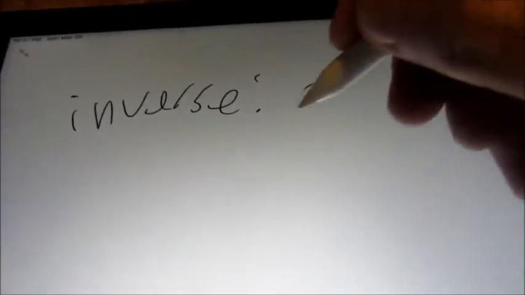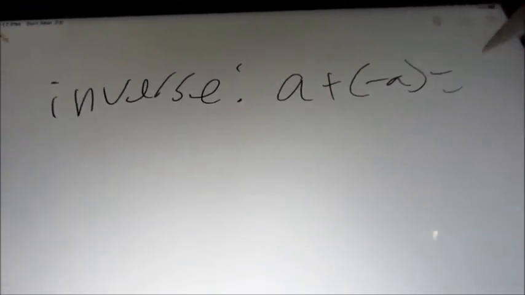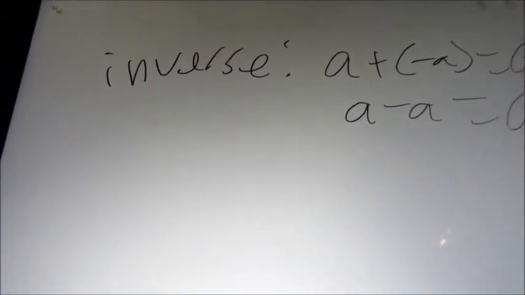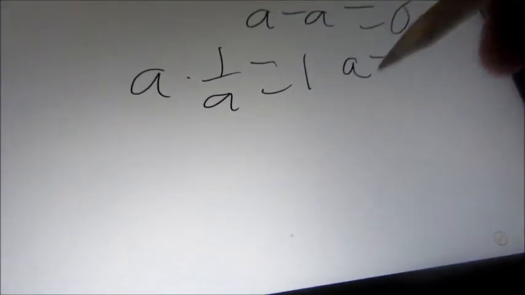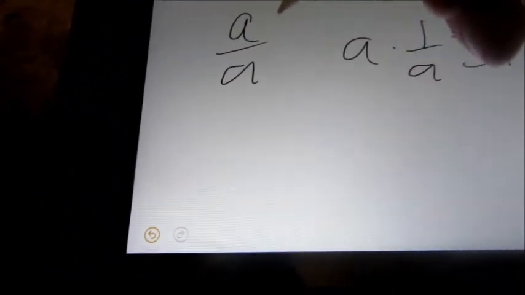Okay, the next is the inverse. And that's what we use to solve problems. If we have a plus a negative a, that equals 0. Likewise, a minus a is 0. For multiplication, if we have a times 1 over a, that equals 1. But if you remember that we can't have 0 in the denominator, a cannot be equal to 0. This is basically the same as saying a divided by a equals 1.